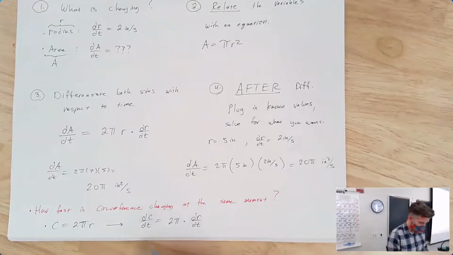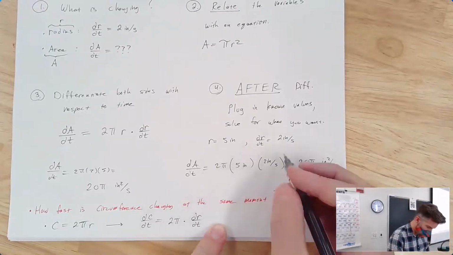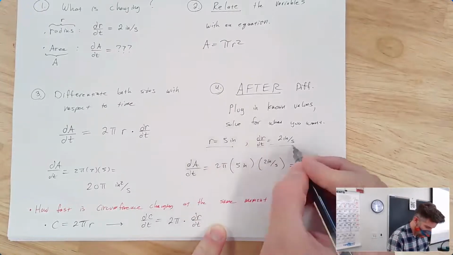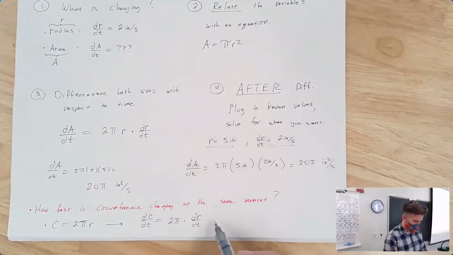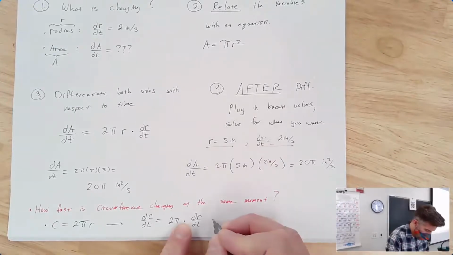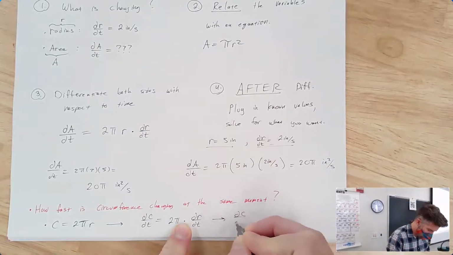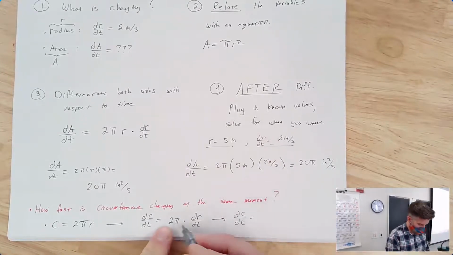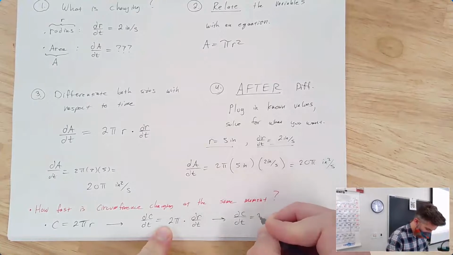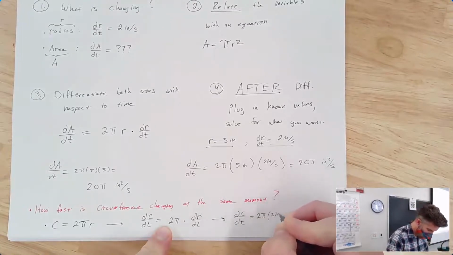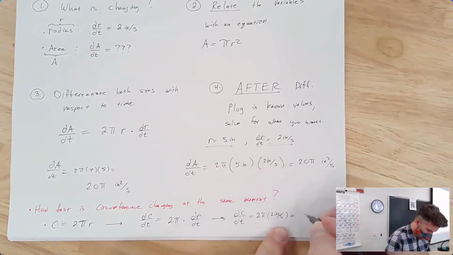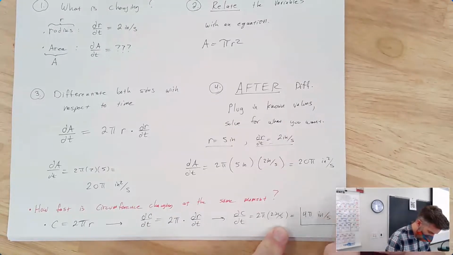So then we plug in what we know. We know that, again, r is 5 inches and dr/dt is 2 inches per second, but there's nowhere to plug in r equal to 5 inches. That's okay. It happens sometimes. What that means, I get dC/dt equal to 2 pi times 2 inches per second, which is going to be 4 pi inches per second.